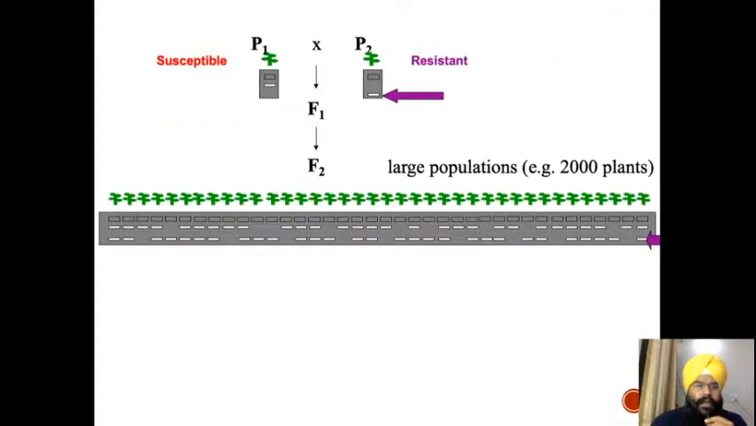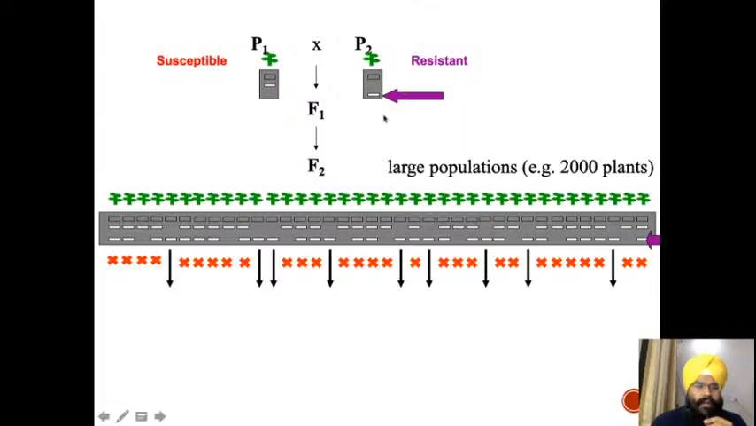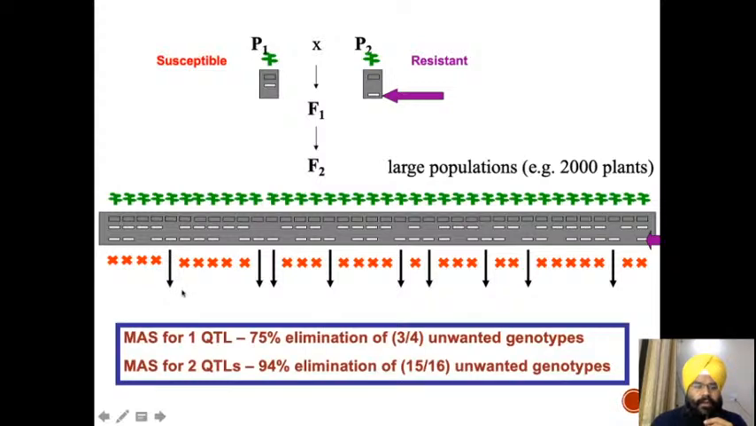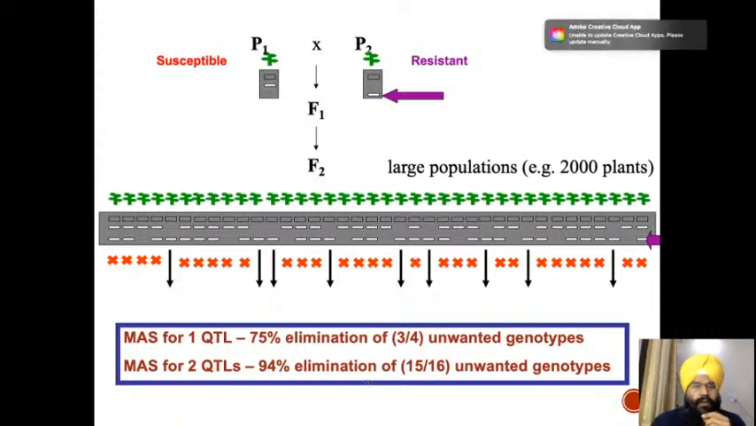So in this case, we have the same thing as in the first slides that we saw. You have to select the marker assisted selected plants like this. So for the first QTL, the quantitative trait locus, there will be 75% elimination of unwanted genotypes. So 3 out of 4 are removed. In some cases, if there are 2 QTLs, then 94 percent elimination is done. Now, out of 16, you remove 15.